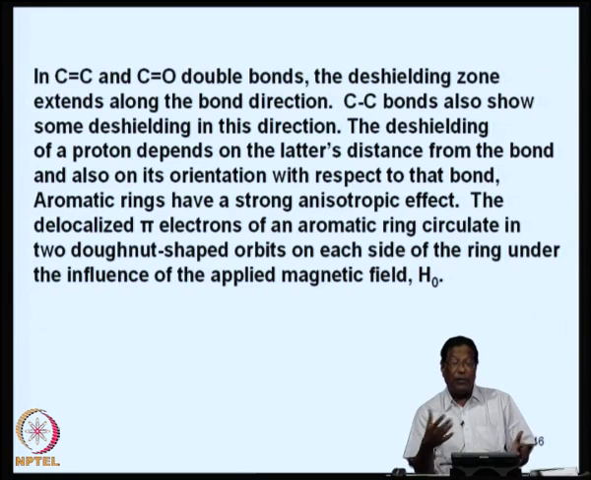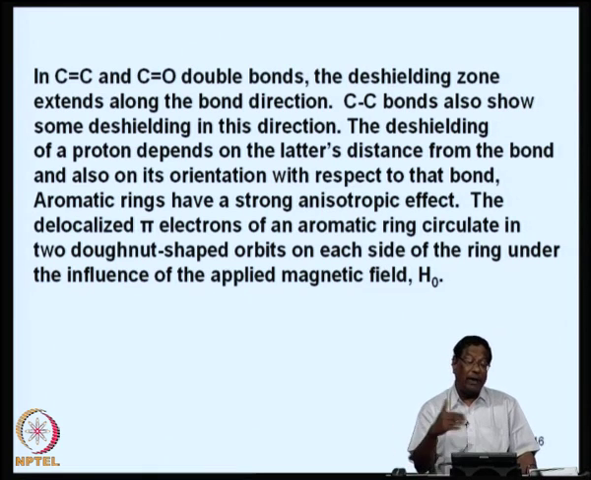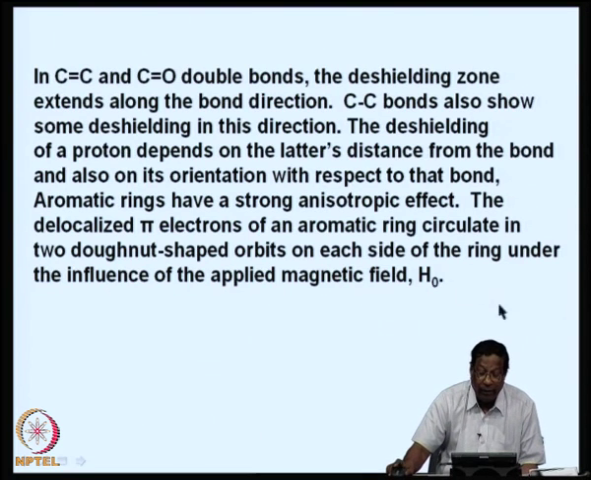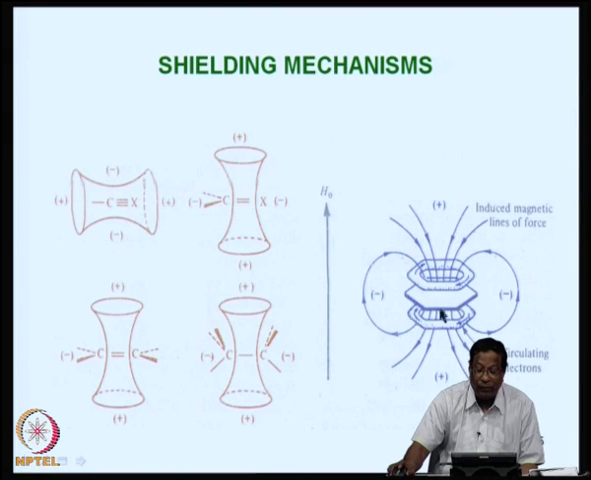Aromatic ring structures have a strong anisotropic field effect, and the delocalized pi electrons of an aromatic ring circulate in two donut shaped orbits, one on each side of the ring, just like I have shown you just now, this donut shaped ring.